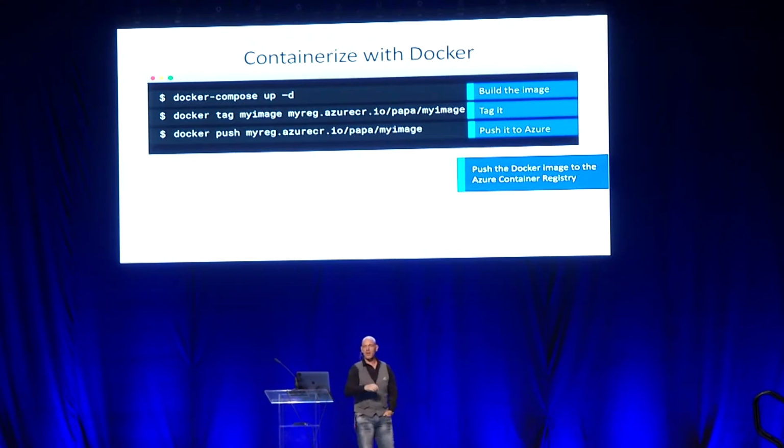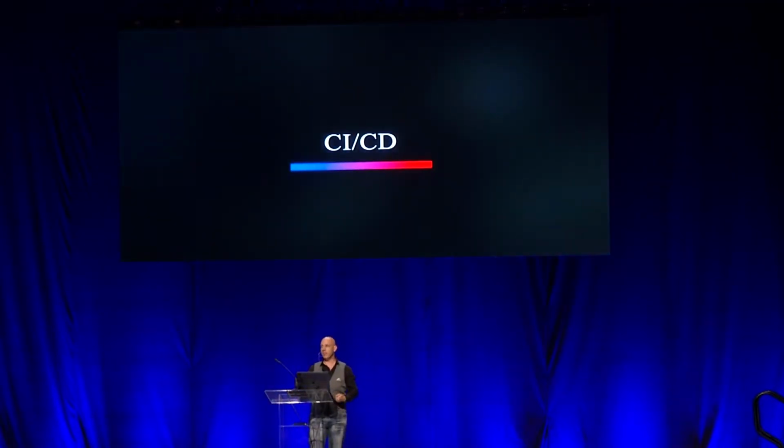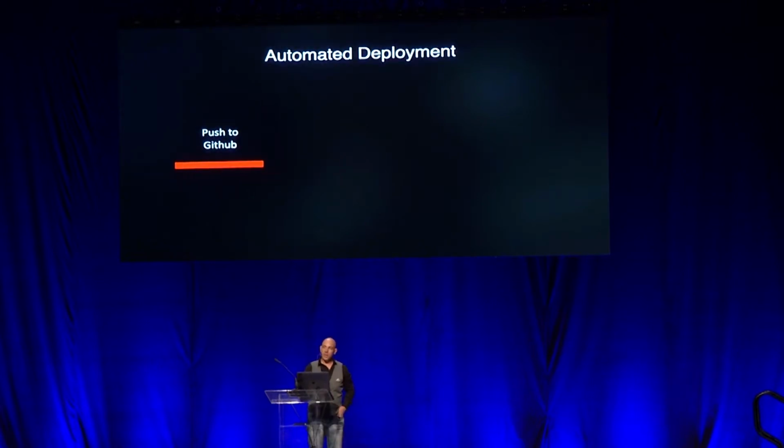There's only a couple of commands here, right? I run docker compose, I run tag, and then I push it. I need something that can automate that every time, ideally, that I have a change to GitHub. That's where CI/CD steps in. So we're going to push to GitHub.